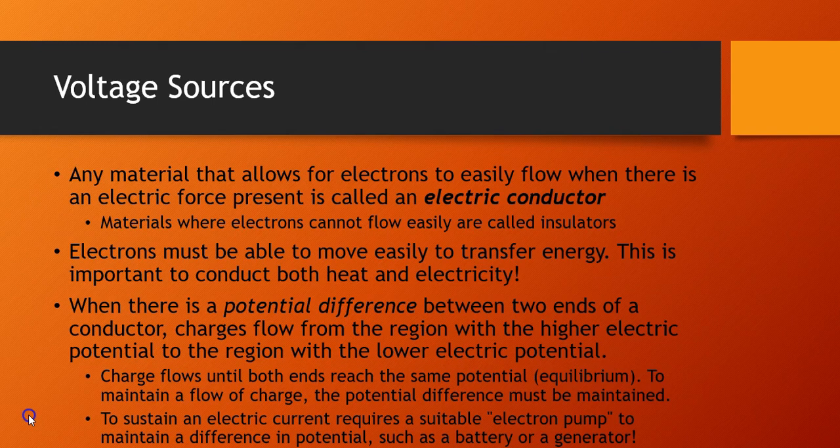In order to sustain the motion of the electrons through the conductor, you need a suitable electron pump to maintain a difference in potential. This is something like a battery or a generator. You can think of a battery as something like a fountain, and the water are the electrons. If you think of a fountain or something that you see in a garden or a mall, there's water in the bottom and there's water coming out of the top.